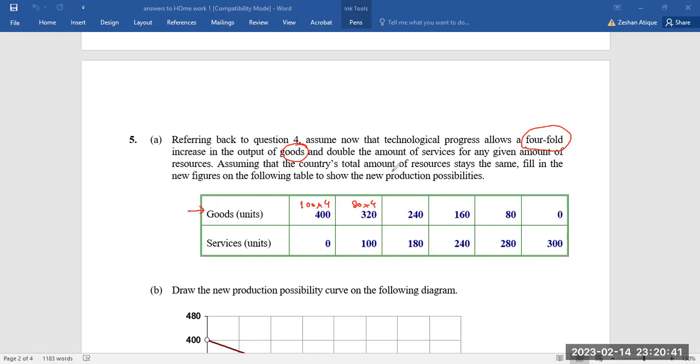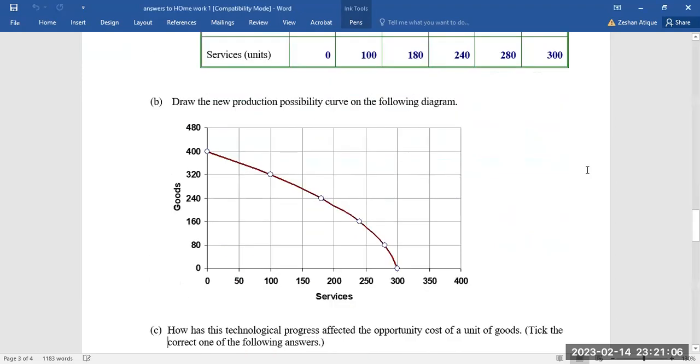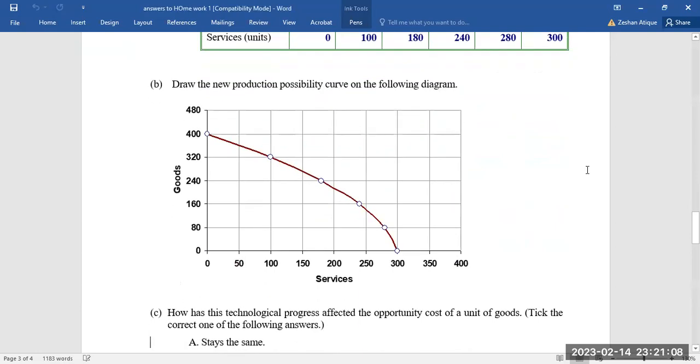The same technology allows you to produce double the services. For example, the maximum you could produce earlier was 150 units, and now you can produce 300 units. So every unit of service is being multiplied by 2. You have got the new technology, which allows you to produce 4-fold of goods and 2-fold of services.